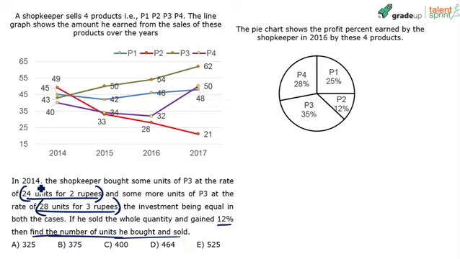Understand, what is he talking about? 2014. Which product? Product 3. 2014 product 3, what is the value? 2014 product 3 is 43. Yes or no? Product 3 is the green line, right? So I think the green line is giving us a value of 43.